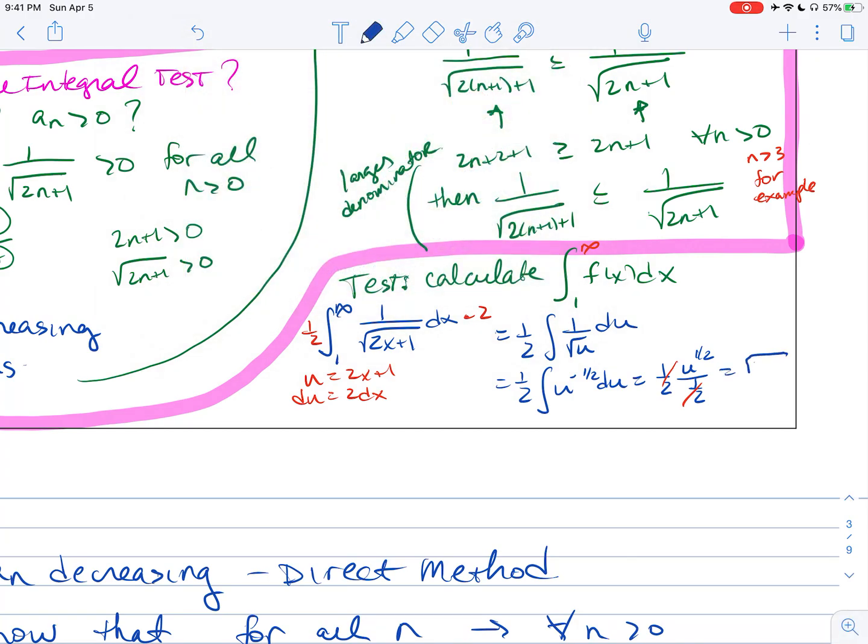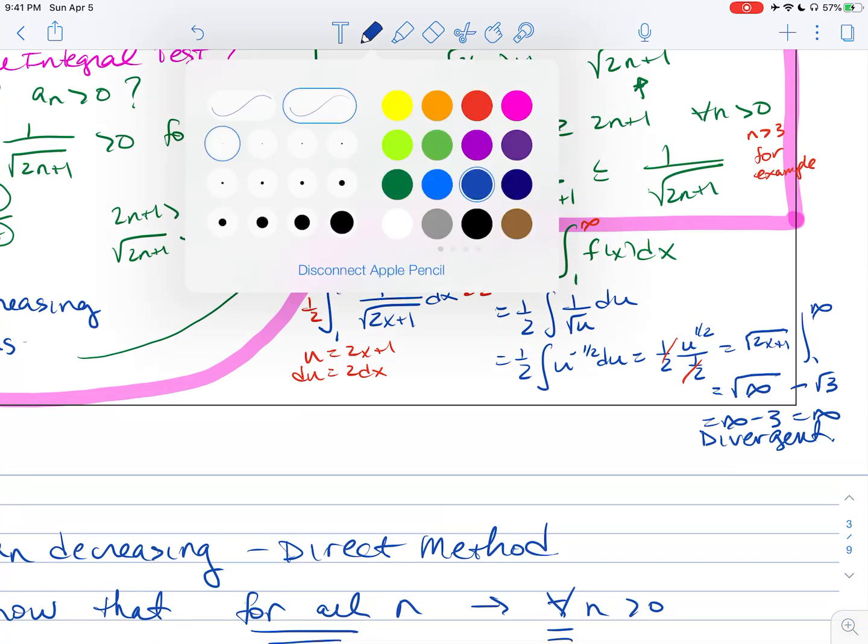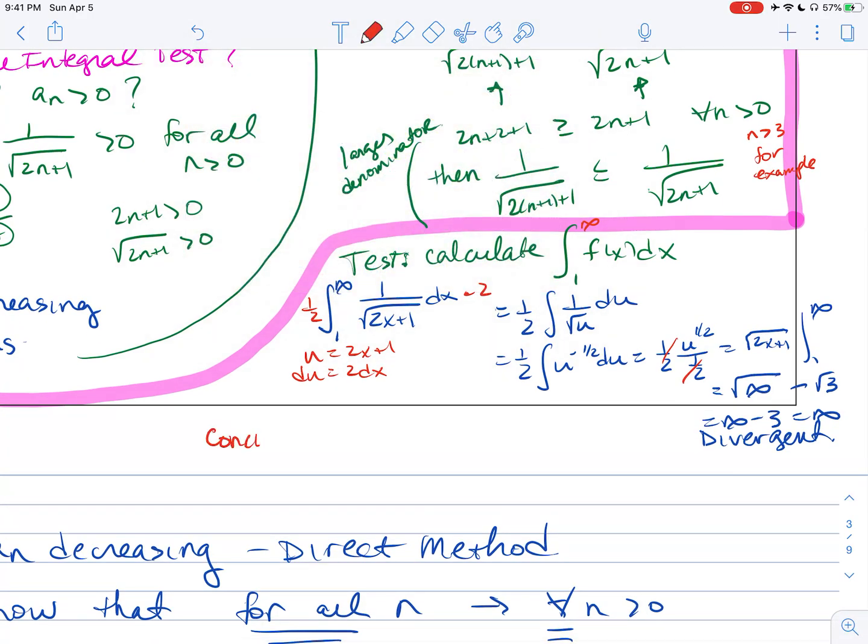And so this is going to be equal to the square root. And if I back substitute for 2x plus 1, going from 1 to infinity, I'm going to end up with 2 times the square root of infinity, because 2 times infinity plus 1 is infinity, minus the square root of 3. And that's going to be infinity minus 3, which is infinity. So that is divergent. So, conclusion here, my series diverges by the integral test because my improper integral diverged. Good. All right.